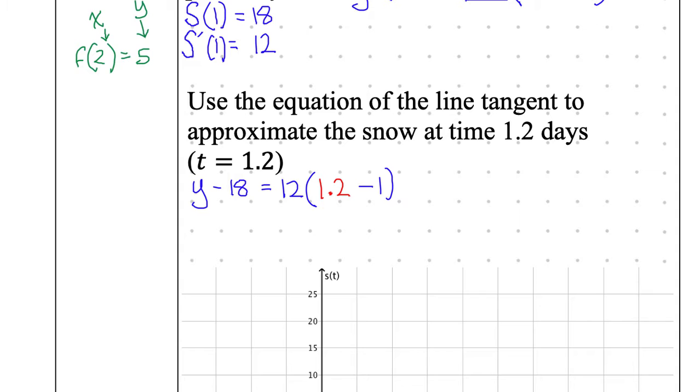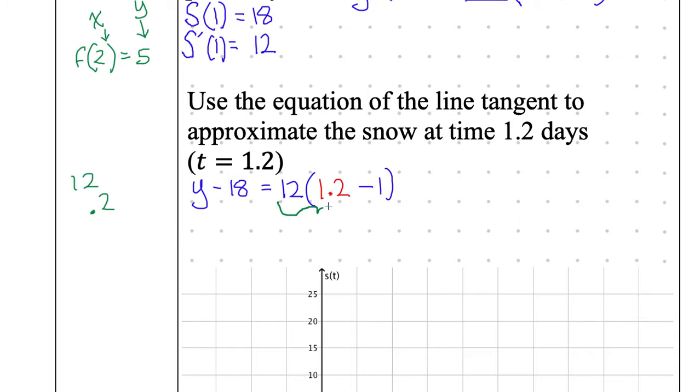Not quite. Again, you can do it off to the side if you want. Wait. 0.2 times 12, 2 times 12, and then move the decimal place. 2 times 12 is 24. Now move the decimal place once: 2.4.